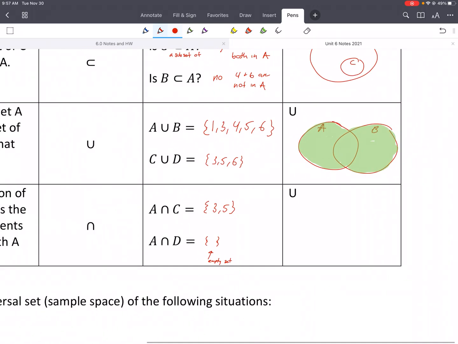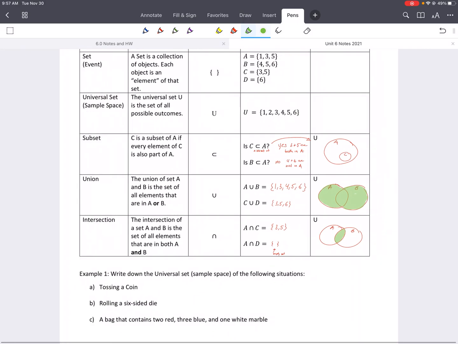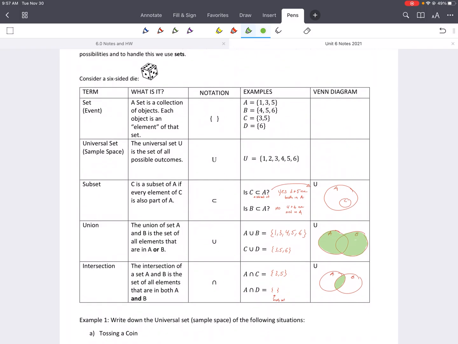All right, if we were to sketch and see what that looks like, if we took A and we took B, a generic example, their intersection would be what they have in common. So this would be this part. Okay? All right, so let's just do a couple examples with what we covered.